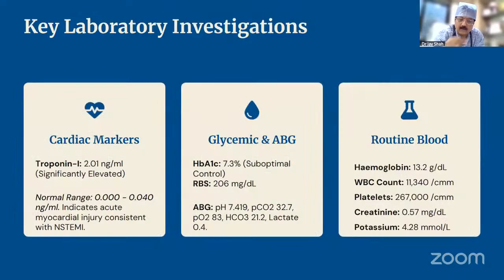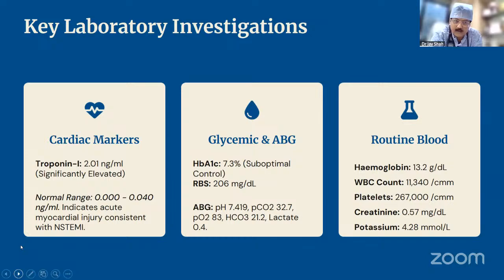With this background, let me give you the idea about the laboratory investigations. The cardiac marker was elevated, more than 200 times the upper limit of normal, and it is suggestive of an acute myocardial injury. HbA1c was 7.3%. The patient's ABG showed PO2 of 83 and saturation of 98%. Blood investigation revealed hemoglobin of 13 gram, WBC 11,000, platelet count normal, creatinine normal at 0.5, and potassium also normal at 4.2.